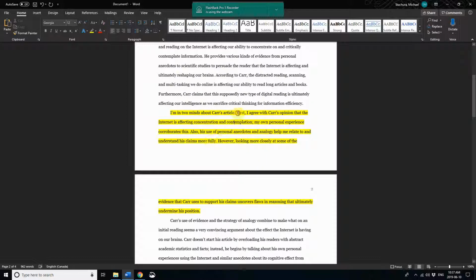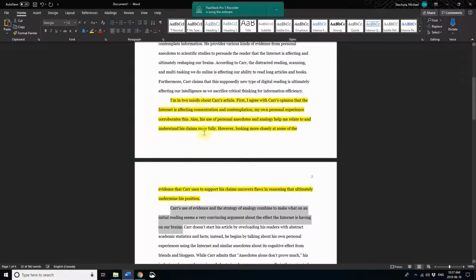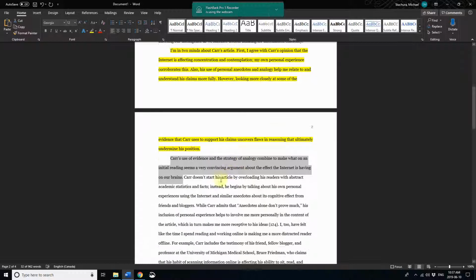So for example, I say here, first, I agree with Carr's opinion that the internet is affecting our concentration and contemplation. My own personal experience corroborates this. Also, I like his use of analogy and anecdotes because it makes me understand his points and relate to his points more fully. This is exactly how I start my own paper. So my first topic sentence reflects what I say in my thesis.